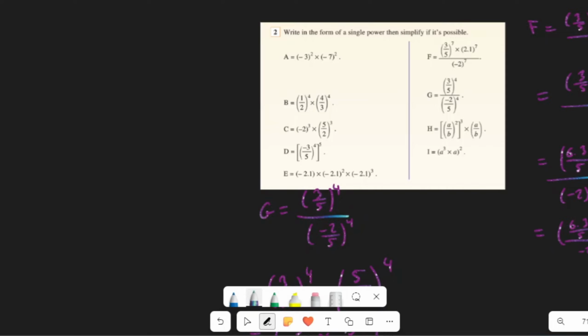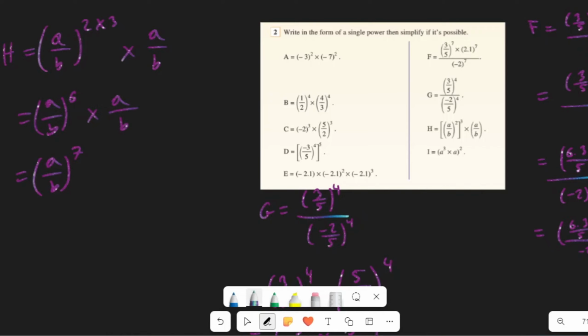So for H, we have ((a/b)^2)^3 multiplied by a over b. To simplify this, you get H is equal to (a/b)^(2 times 3) multiplied by a over b. You can simplify this even further and get (a/b)^6 multiplied by a over b. Finally, add the exponents and you'll get 6 plus 1, which is 7. So you'll have (a/b)^7.